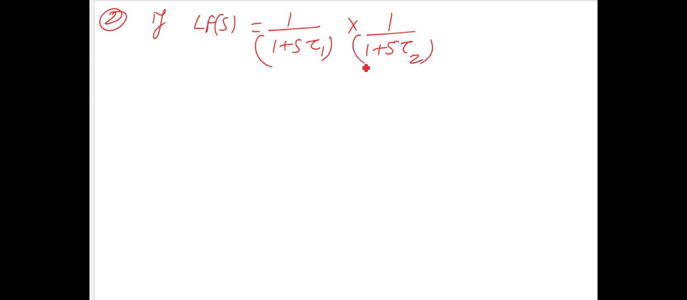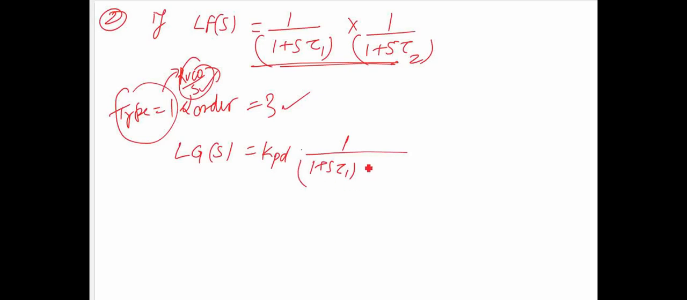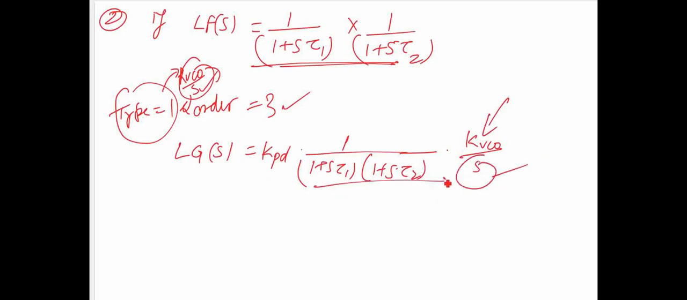If LFS, the low pass filter, is equal to 1 over 1 plus S tau 1 into 1 plus S tau 2, so what is the type? Type will be 1 only. What is the order? Order will be 3. Why? Because one integrator will come from the KVCO by S, the voltage controlled oscillator. There is no integrator in the filter. So there is one pole from the VCO and two from the filter, so order will be 3. Writing the equation, LGS equals KPD divided by 1 plus S tau 1, then 1 plus S tau 2, and KVCO by S. You can see integrator is only 1, and there are 3 poles. So since the integrator is 1, type is 1, and order is 3, because there are 3 poles.